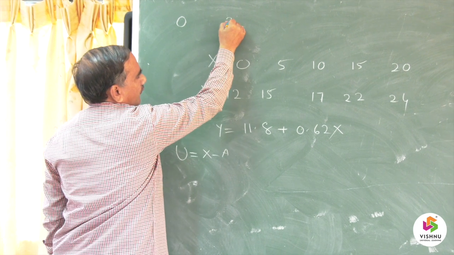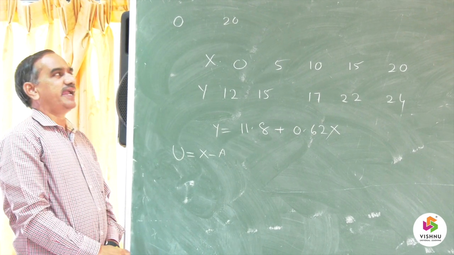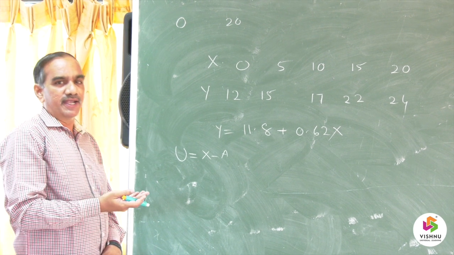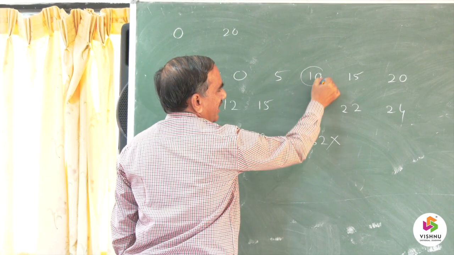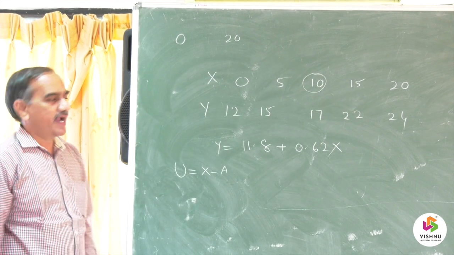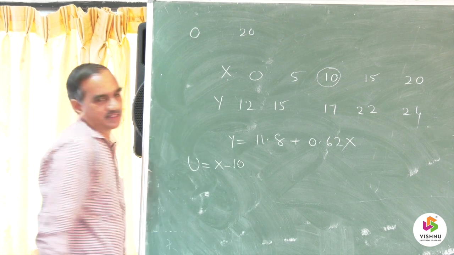Largest value is equal to 20. So in between you can choose any value as the constant a, that belongs to the data or out of the data. Here 10 is the middle value, so it belongs to the data. So we can choose a as the 10 value, x minus 10.